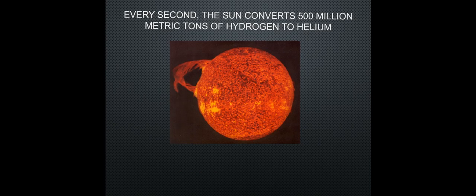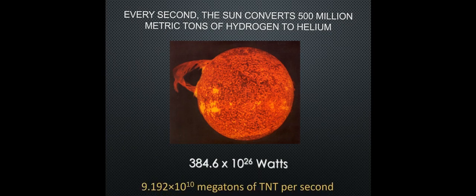Now, to think about how much energy this actually is, every second, the sun converts 500 million metric tons of hydrogen to helium. That is a lot of energy. Remember when we did our stair lab and we found that our power output was somewhere around 1,000 watts for most of us when we ran up those stairs? The sun is giving off 384.6 times 10 to the 26th watts. And it's just an incomprehensible amount of energy. You can also think of that as being about 9 times 10 to the 10th megatons of TNT per second.